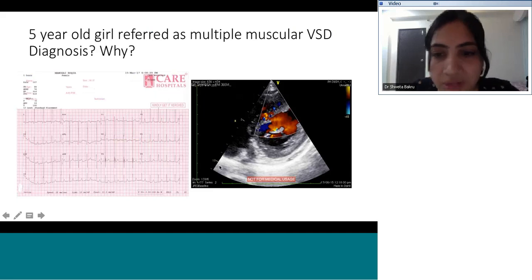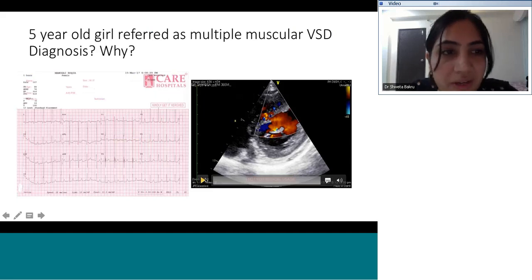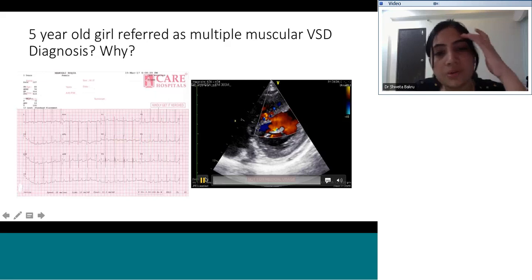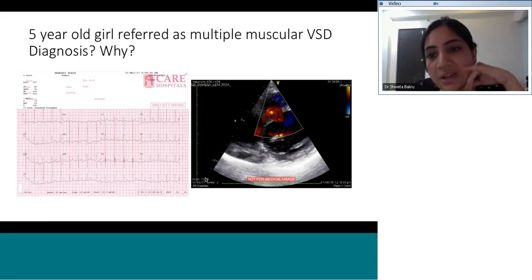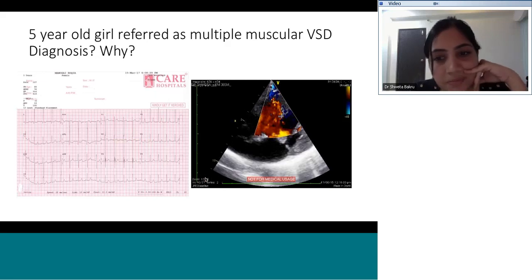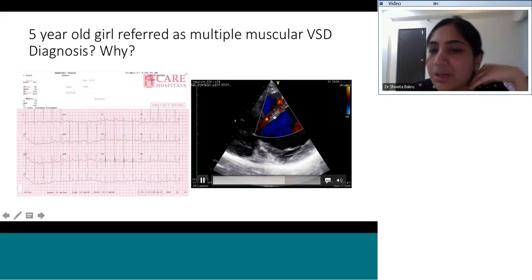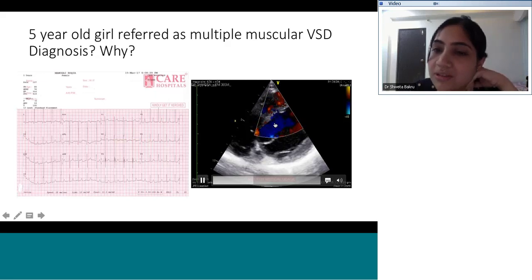Now let us look at the next picture. This is a 5-year-old girl who has been referred as multiple muscular VSDs. Please tell your diagnosis. Obviously we can see that there are multiple muscular VSDs.